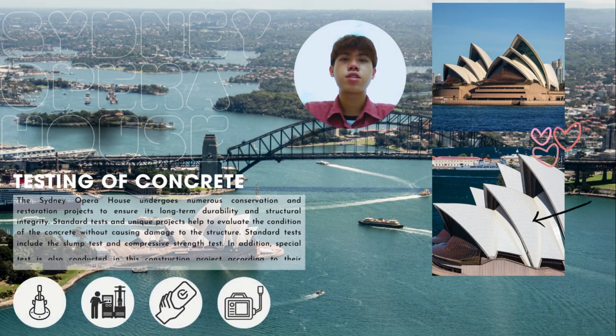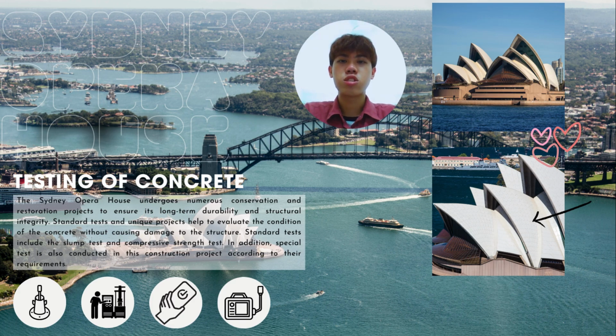The Sydney Opera House undergoes numerous conservation and restoration projects to ensure its long-term durability and structural integrity. Standard tests and non-destructive tests help to evaluate the condition of the concrete without causing damage to the structure. In addition, specialized tests are also conducted in this construction project according to its requirements. Through a combination of standard and specialized tests, the Sydney Opera House went through meticulous and continuous evaluation.